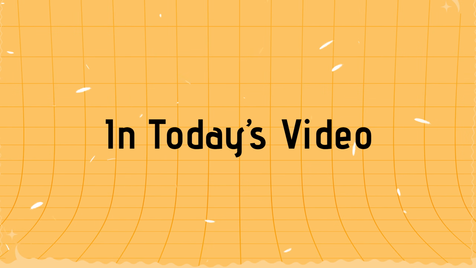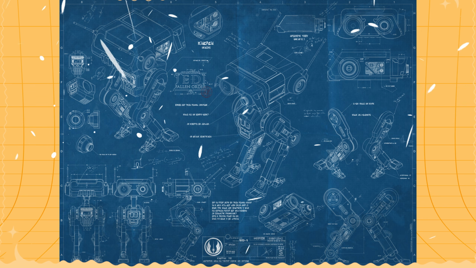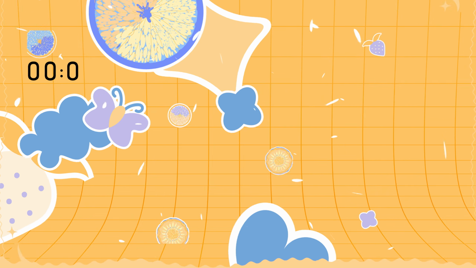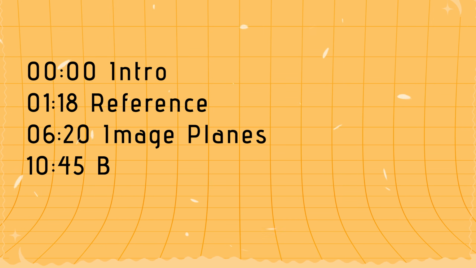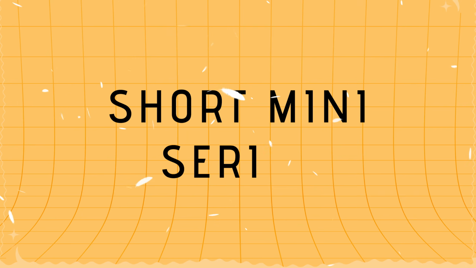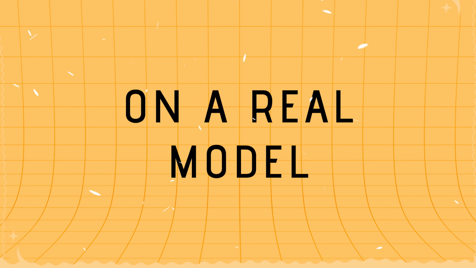In today's video, we are going to be taking a look at 3D modeling a hard surface asset from start to finish. This is probably going to be a small mini-series, 2 or 3 parts at most. In the past few 3D modeling videos, I've talked about how to handle more complex shapes and some tips on how to get better at hard surface modeling in general. So in today's video, I wanted to quickly create a short mini-series on actually how to apply these tips and advice on a real model to hopefully give you a better idea of what these tips look like in practice and help you make better models.